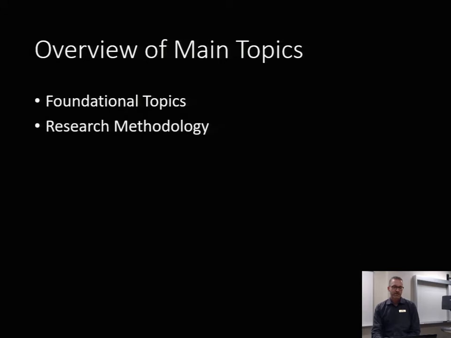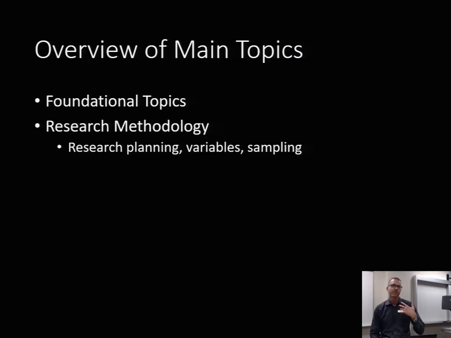Okay, so after the foundational topics, we get into some elements of research methodology. So we talk about research planning, how to do that well, how to think about how we're researching so that we're getting the right data we need for the answers we're looking for. We talk about research things like variables and sampling. Both of those are important aspects of research.